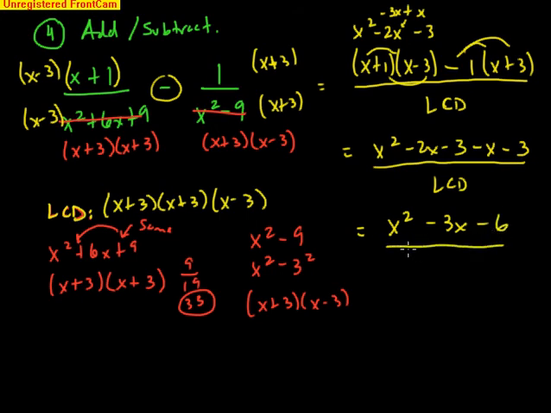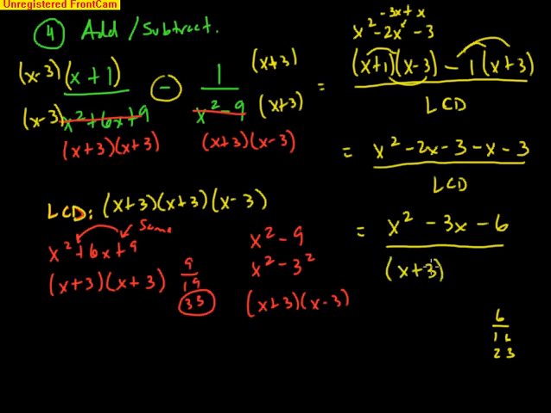Now I got to sit and think a second. Can this factor? Well, if I look at my factors of 6, those are 1 and 6 and 2 and 3. Am I able to get a 3 in the middle there? Not even by adding or subtracting. No. So that's not factorable at the top. So this is my final answer.